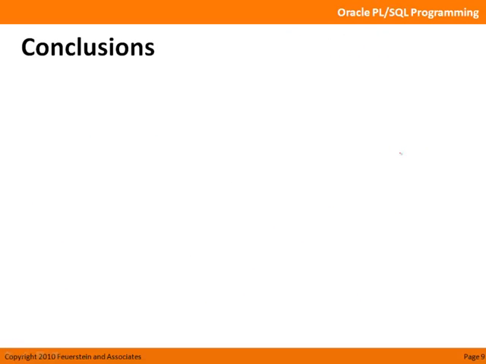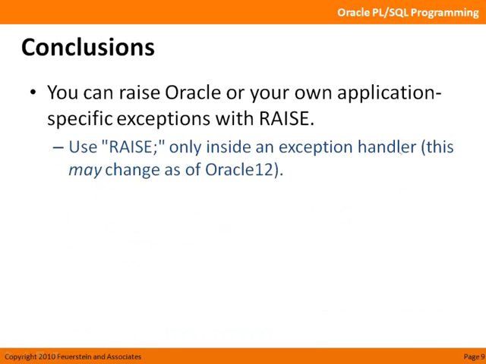So some conclusions. You can raise Oracle exceptions. You can raise your own predefined application specific exceptions with the raise statement. You can use raise semicolon to re-raise the current exception, but you can only do that inside an exception handler. And I've heard some indications that this may be fixed in Oracle 12, but of course, no verification, no confirmation. I'm just hopeful that that will happen. That will give us a bit more flexibility. So today, all the way through Oracle 11g, raise semicolon can only appear inside an actual exception handler.